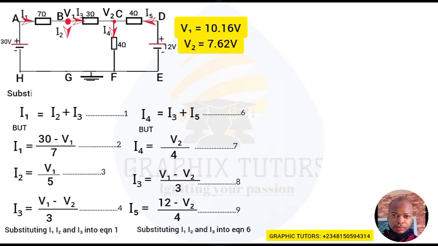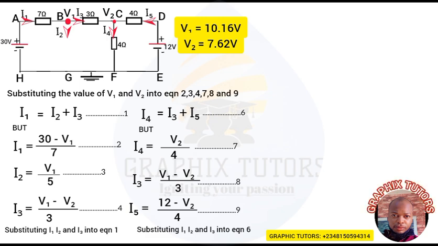Now I'll substitute them into equations 2, 3, 4, 7, 8, and 9, which are what we have here. Is that taken? So let's start inputting our value for V2. So if you input to get your value of V1, now I want to get our value for the branch current and the mesh current.